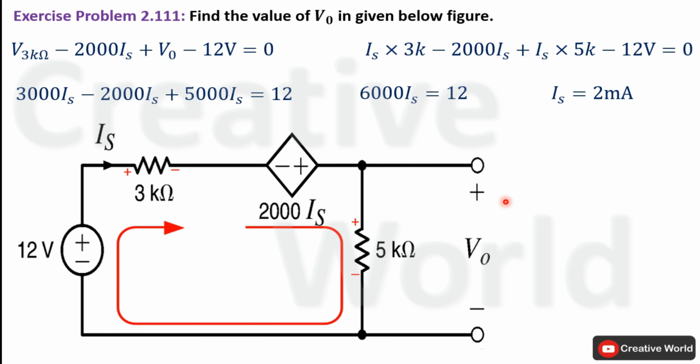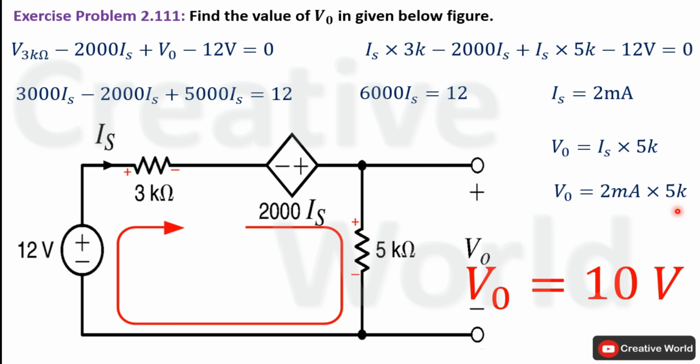Now we have the value of current through this network, so we can calculate voltage across 5 kilo ohm resistance using Ohm's law. Voltage V0 will be equal to the product of Is and 5 kilo ohm. Value of Is is 2 milliampere. Take the product of 2 milliampere and 5 kilo ohm, it will become 10 volt only. Milli will cancel out with K. So the value of voltage across this 5 kilo ohm resistance in this network is 10 volt.